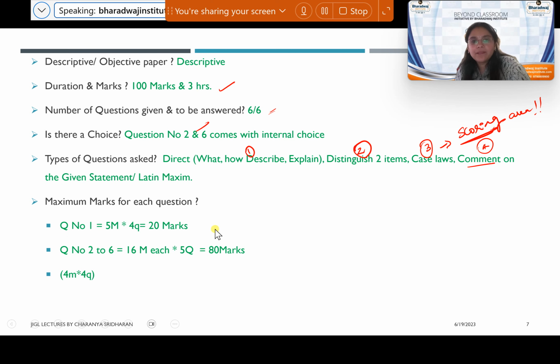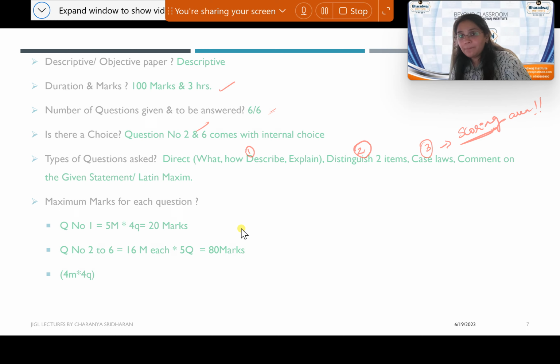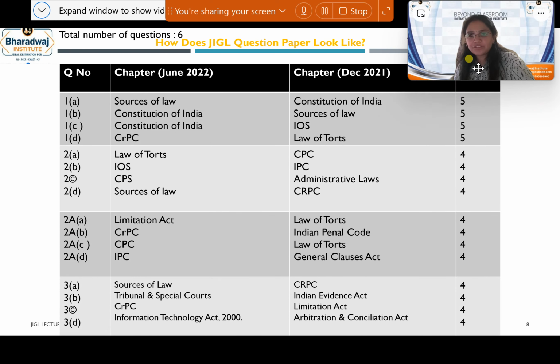Clear everybody? What is the mark allocation? Question number 1 will have 4 questions, 5 marks each. The balance is going to be 5 questions for 16 marks each. Yeah, this is the mark allocation. There are a couple of questions in the question paper which would be for 8 marks. I will show you the pattern.